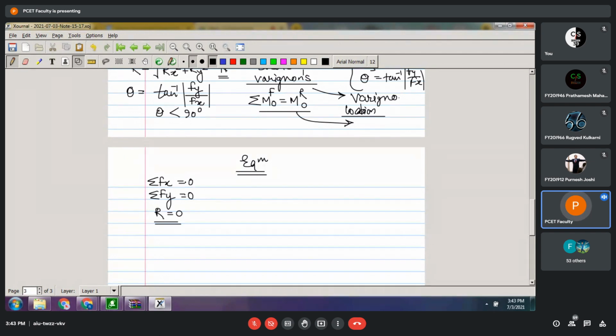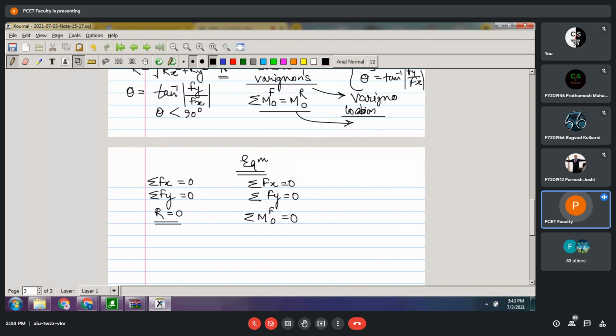But this is not the case applicable for a parallel force system, because even if my summation Fx is 0, if all the forces are along the x direction, or summation Fy is equal to 0 if all the forces are along the y direction, I cannot conclude that my system will be in equilibrium. I need to check with my third condition of equilibrium, which is whether the moment of all the forces about any point is equal to 0 or not.